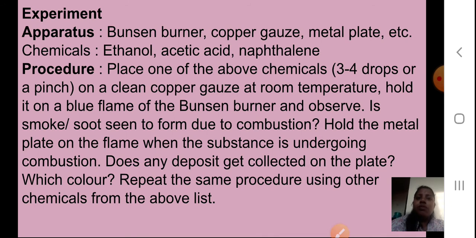Okay students, and observe. Is smoke or soot seen to form due to combustion? Hold the metal plate on the flame when the substance is undergoing combustion. Does any deposit get collected on the plate? I am going to keep a plate so that when I am burning it, I am going to see whether I get anything on the plate, right? Like when you burn the magnesium ribbon, you get magnesium oxide, white colour powder, on the plate. Which colour? Repeat the same procedure using other chemicals from the above list. So I am going to repeat this heating for all these compounds that I am taking.